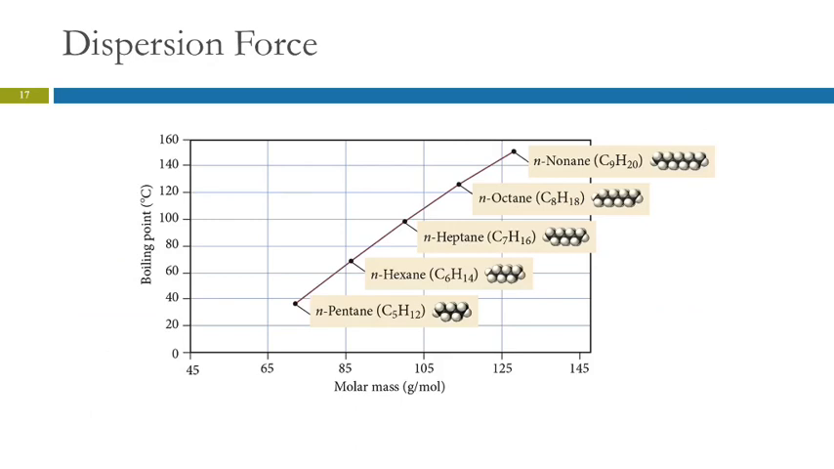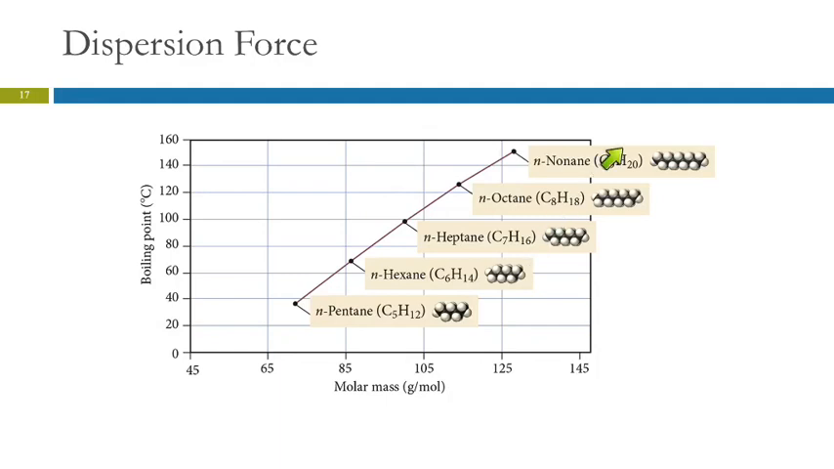So here we can compare strength of dispersion forces because we're looking at boiling points. So higher boiling point is stronger dispersion force. So here we've got normal pentane, and here what normal means is that the carbons are all just in a straight chain. So we've got pentane, hexane, heptane, octane, and nonane. So these are similar molecules, carbons and hydrogens, but they're getting longer and longer.